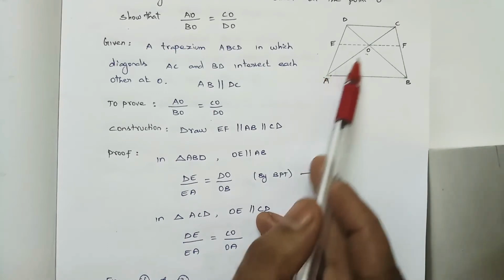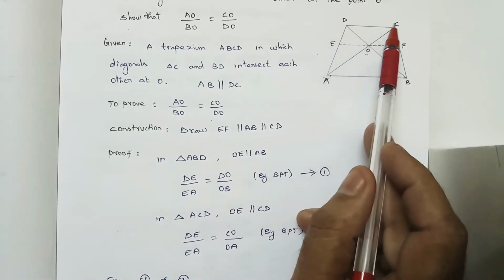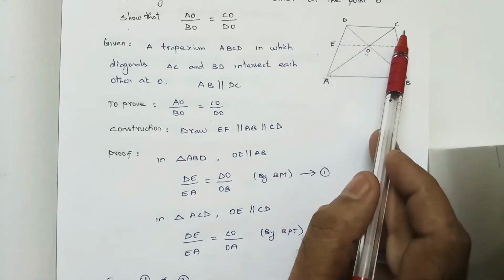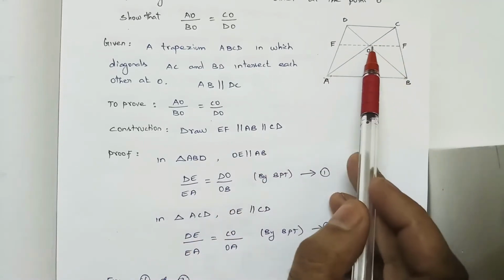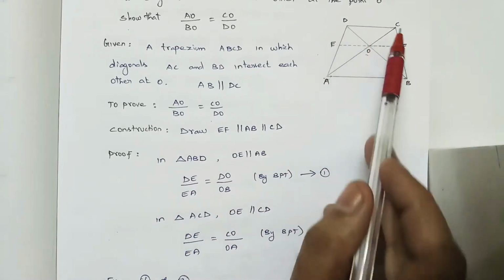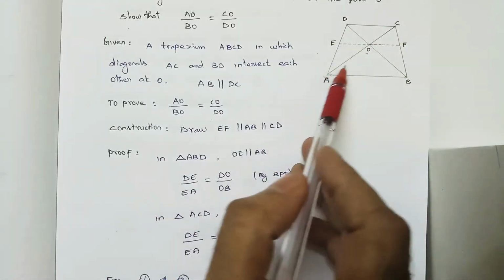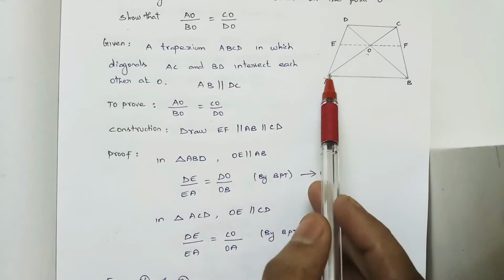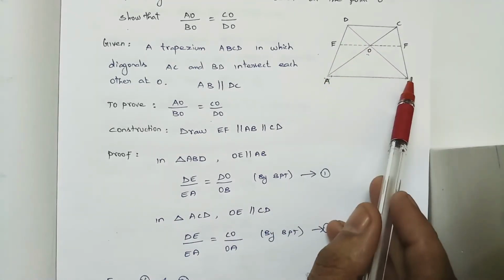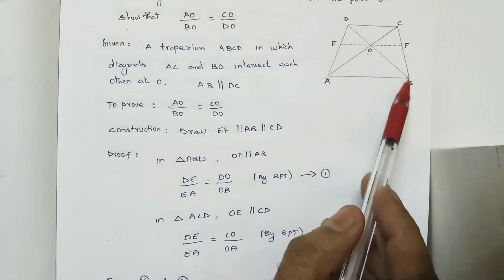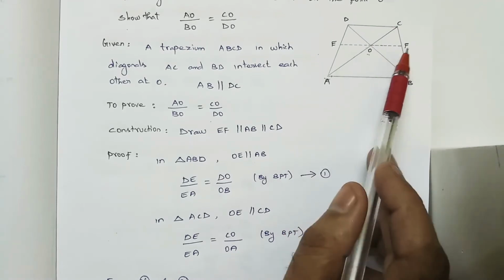Say I'm taking the triangle ACD. In triangle ACD, EO is parallel to DC. I'm taking the triangle DBC, OF is parallel to DC. At the same time, you can take a triangle DAB, EO is parallel to AB. Suppose you are taking the triangle ACB, here OF is parallel to AB.